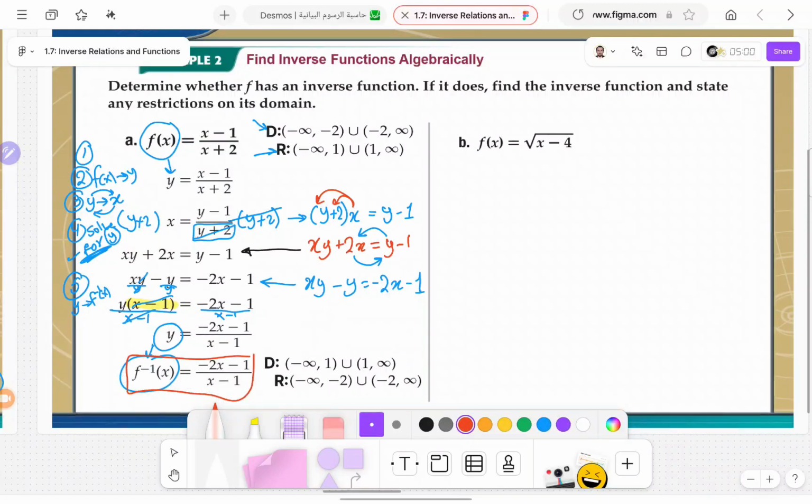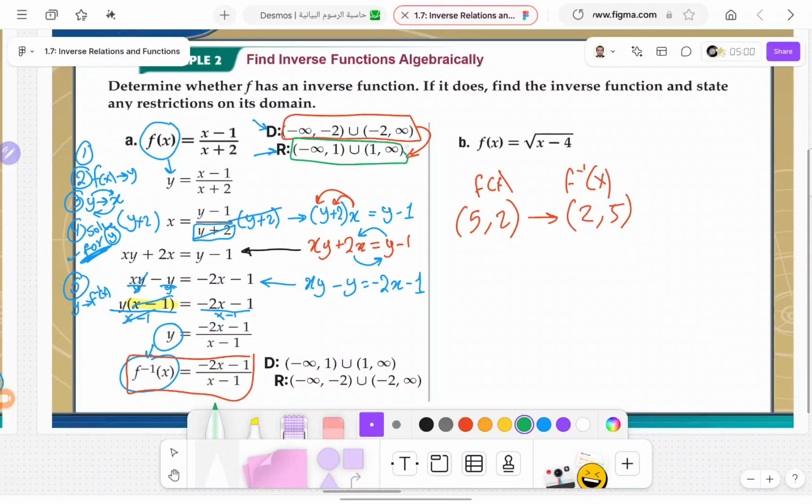This is the answer. Now if you remember, when I told you if I have a point (5, 2) and this one is the function, what is the inverse of this point? It's (2, 5). So what do you think if the domain is from negative infinity to positive infinity? The domain will be the range, and the range will be the domain. So this is what you can see here.